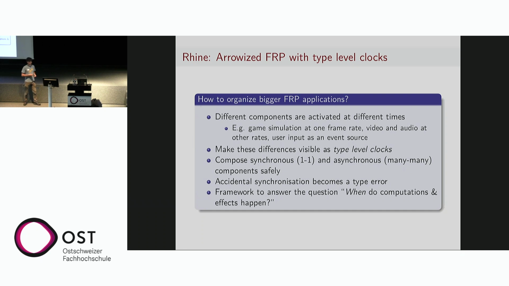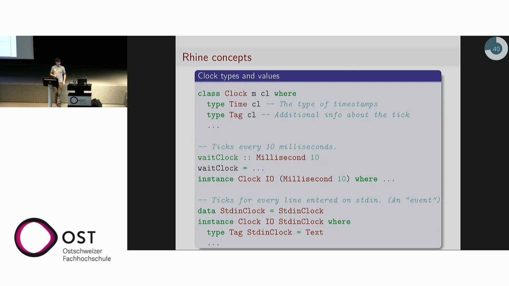You look at the clock and the type level. That's when it will happen. How does this look in code? Let's look at it roughly. We have a type class called Clock. And this basically says, this type here is a clock type, and it runs in a particular monad M. And it can produce timestamps. Might be UTC time, or might be double or something, or might be integer even, depending on your domain. And maybe there's some additional information about why the clock ticked.